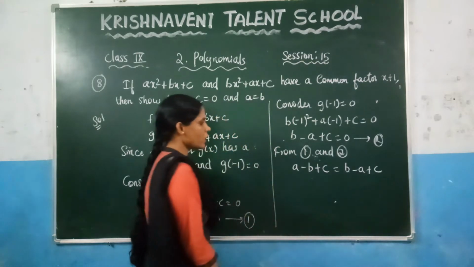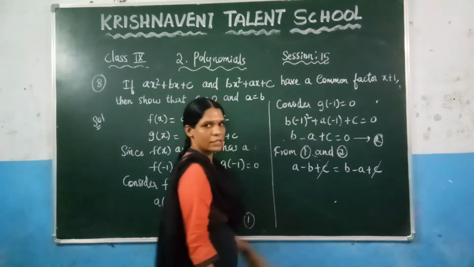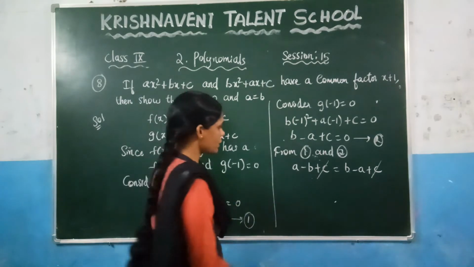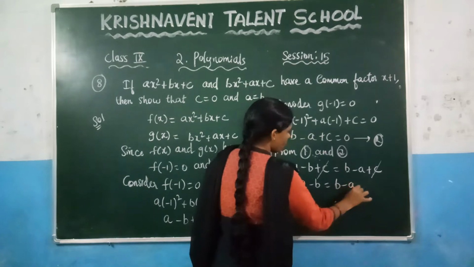Now here you can observe that this b, this c and this c will get cancelled. Here plus c is there, also plus c is there. So what is left out here? A minus b is equal to b minus a.